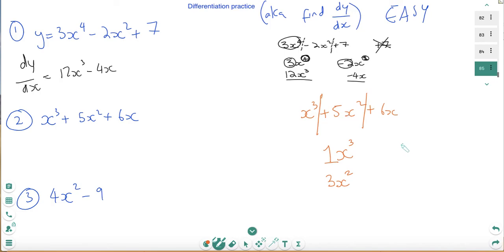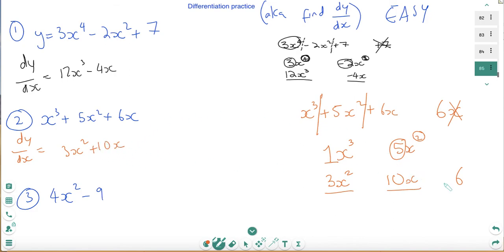Next one, 5x squared. Same thing, multiply the indice by the coefficient. 5 times 2 is 10x, and subtract 1 from the indice. So 2 minus 1 is 1, which is not necessary. And then 6x. If there's just an x by itself with no indice, you're just going to cancel it out, leaving you just with 6. So our final answer will be dy over dx is equal to 3x squared, positive 10x, positive 6. And that's your answer.